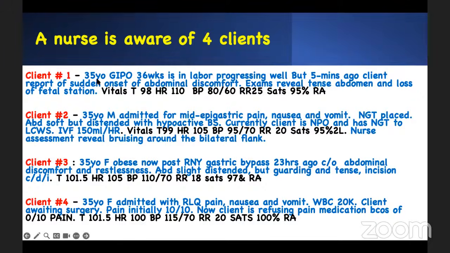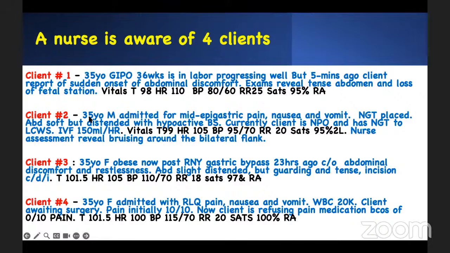So patient 1, it's a 35-year-old, and G1, P0, 36 weeks, is in labor, progressing well. But 5 minutes ago, client report of sudden onset of what? Abdominal discomfort. Exams revealed tense abdomen and loss of fetal station. This is the vitals: temperature, heart rate, blood pressure, respiratory rate, saturation. A bunch of buzzwords put together. You have to make a diagnosis and know what this patient is suffering from.